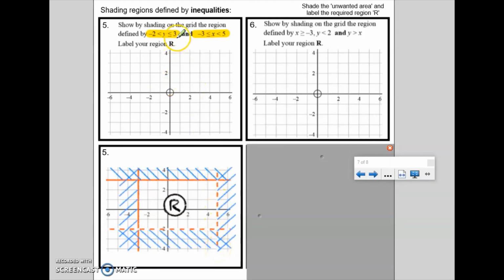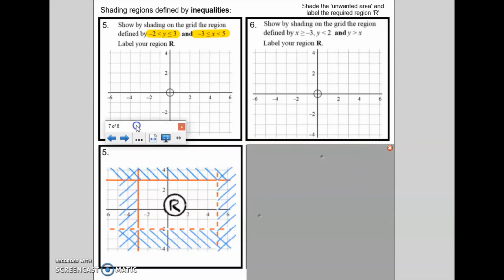So now we want all the values where the y coordinate is greater than minus 2 but less than 3, and the x coordinate is greater than minus 3 but less than 5. So any point in here, any point which I have left white, would be our required region, which is why I've labeled it R. The unwanted regions are of course shaded in to show that they're excluded, and the required region, the region that satisfies both of these inequalities, is labeled R.